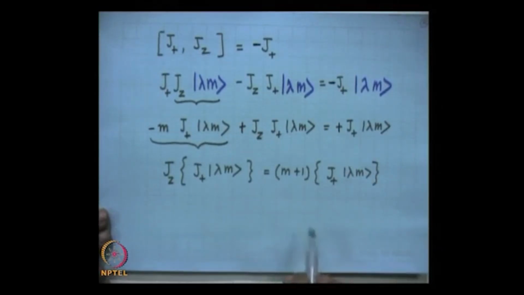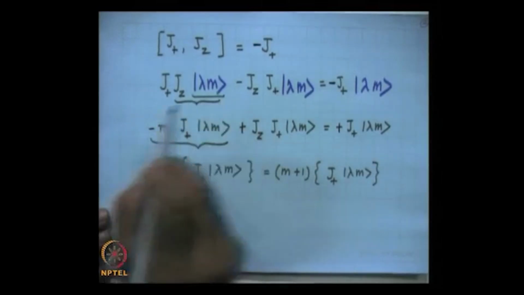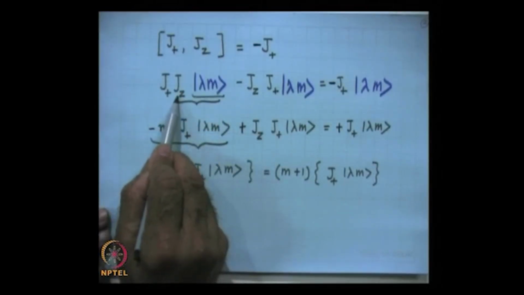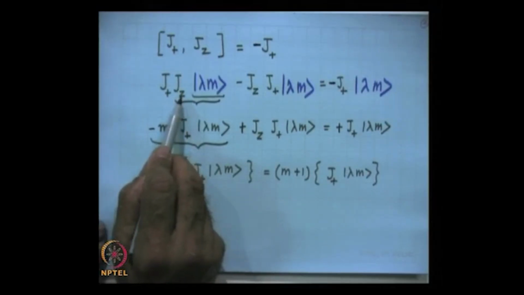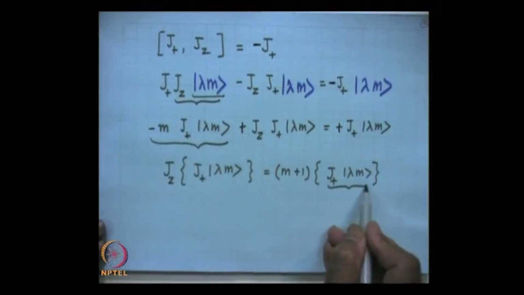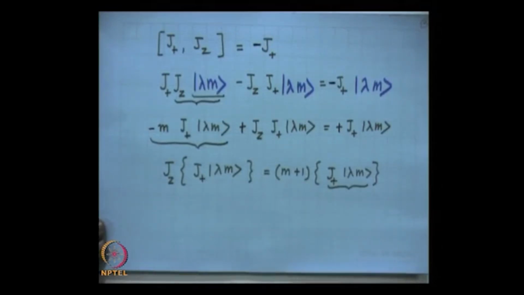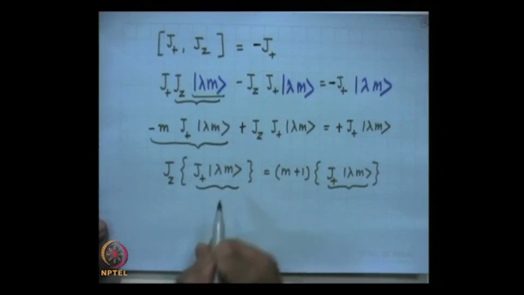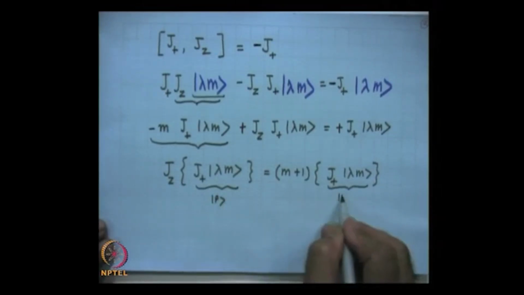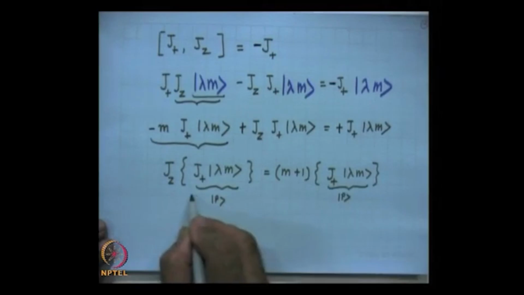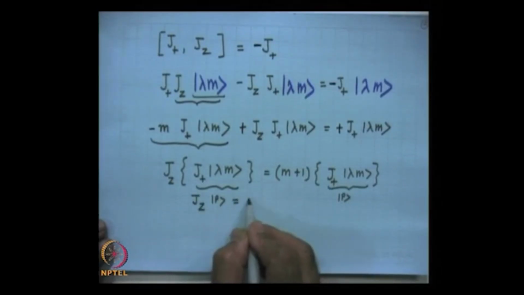Thus, if ket lambda m is an eigenket of the operator J z belonging to the eigenvalue m, then J plus ket lambda m is also an eigenket of the same operator J z, but now belonging to the eigenvalue m plus 1. So, let me denote this by, say, ket p. So, J z ket p is equal to m plus 1 ket p.